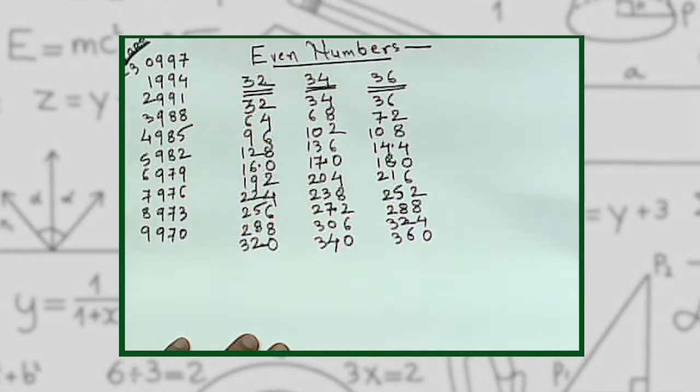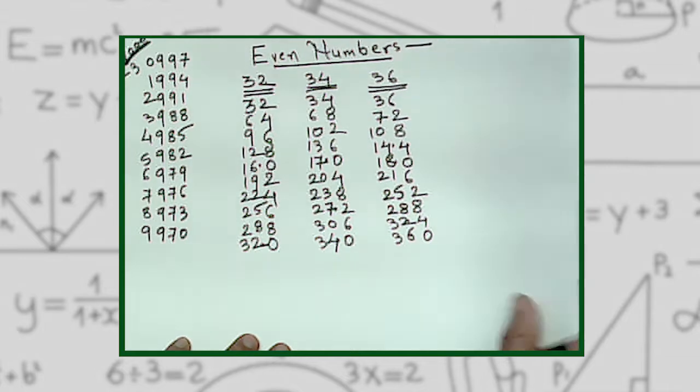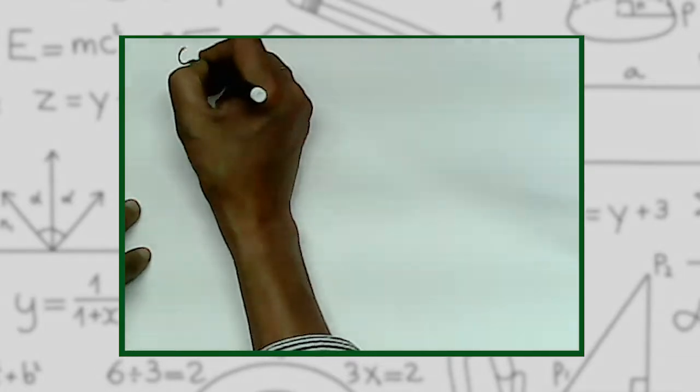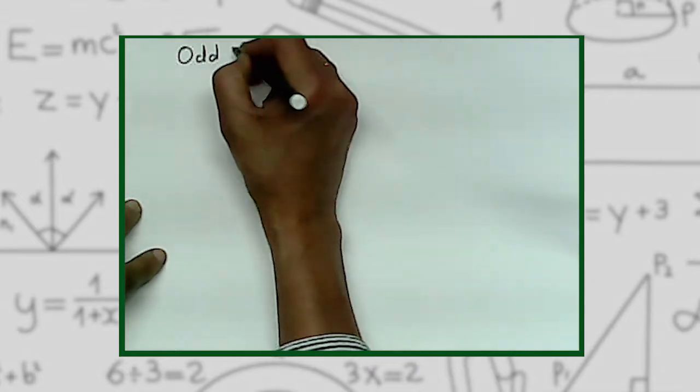Okay, so even numbers we saw, tables of even numbers. Now we will see tables of odd numbers.